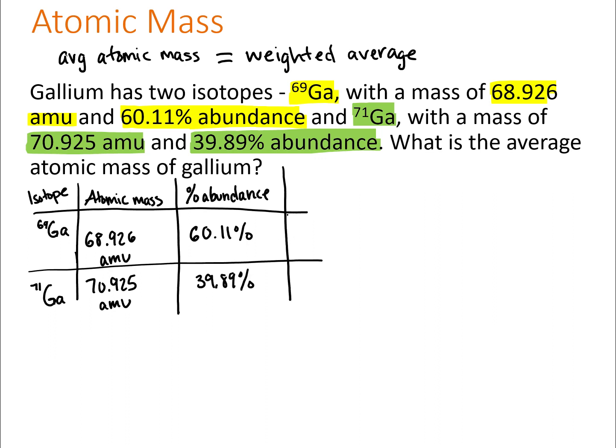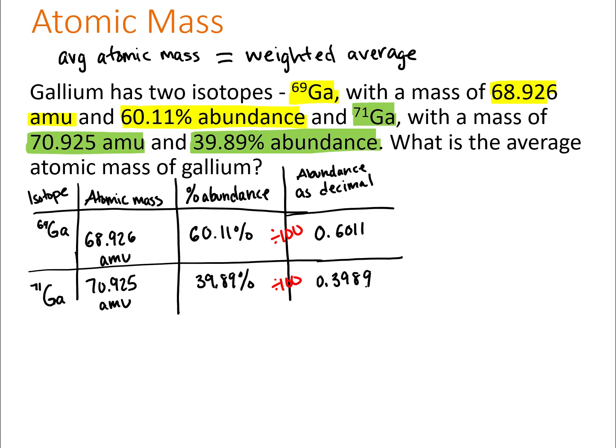There's one more column that I like to add, and that's the abundance expressed as a decimal. You take that percentage and divide by 100. That will give you the decimal. So this is my table.